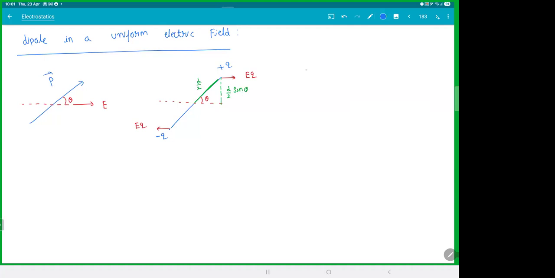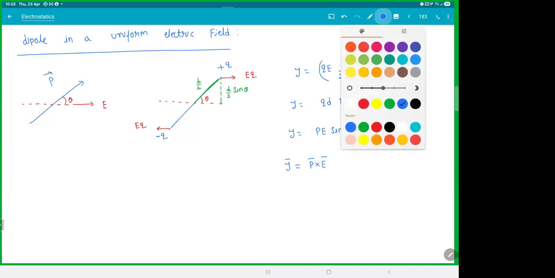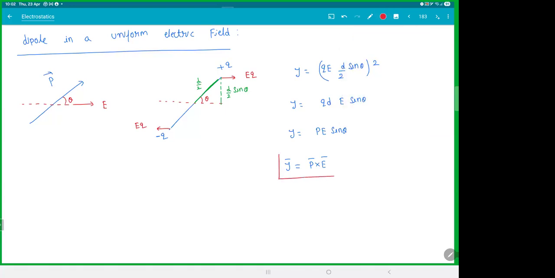So a dipole will have a couple. The torque is given by QE d by 2 sine theta, 2 times because there are two charges. This is the torque due to the dipole. So this will be QdE sine theta. But I know Qd is nothing but P. This is PE sine theta. And we know PE sine theta is nothing but P cross E. There, that's the vector form of torque. If you know the dipole vector, if you know the field vector, you'll get a torque which is P cross E.